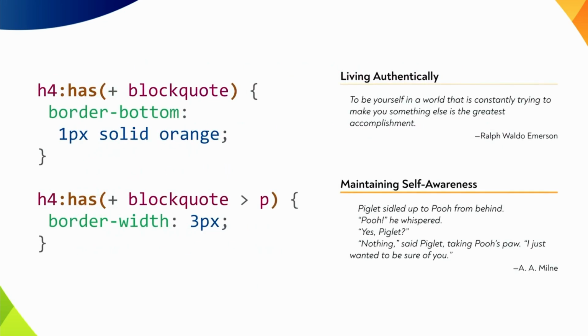Super handy. Here's another technique that combines sibling and child combinators. In this example, any H4 that is immediately followed by a block quote gets this 1 pixel solid orange border. But if the H4 has an adjacent sibling block quote where that block quote has a child paragraph element, then the border width is bigger.